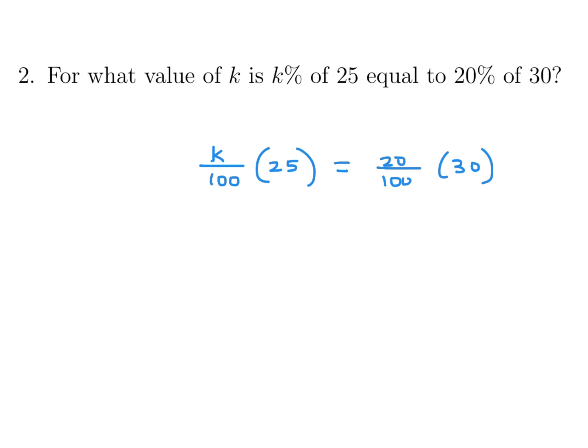So let's solve it. Let's multiply through by 100, and when we do, we get 25k, and this will be 20 times 30, which I believe is 600, and therefore k would be 600 over 25, and that I think is 4 times 6, which is 24.